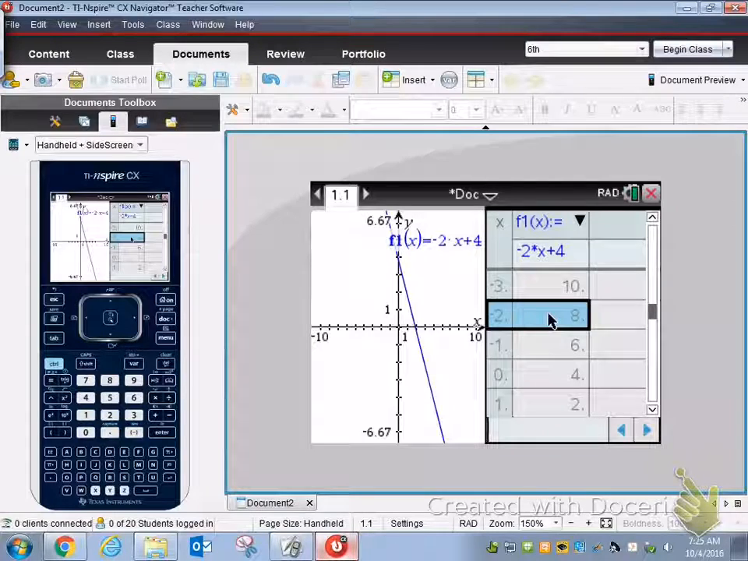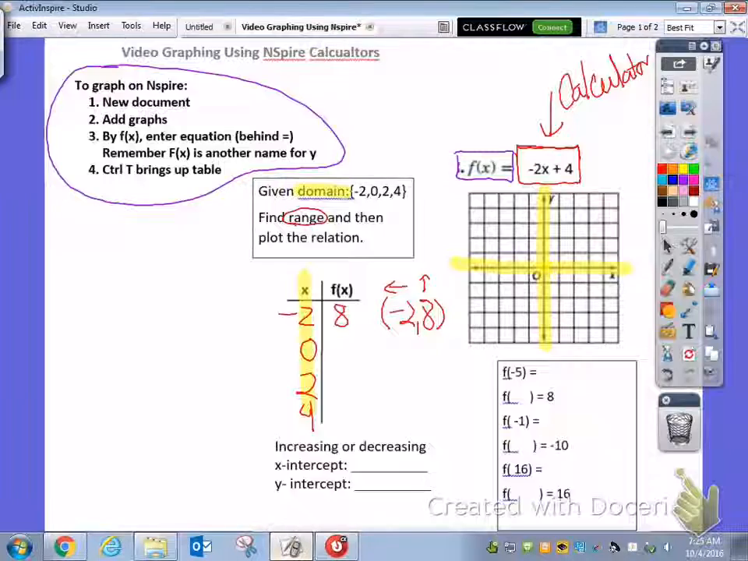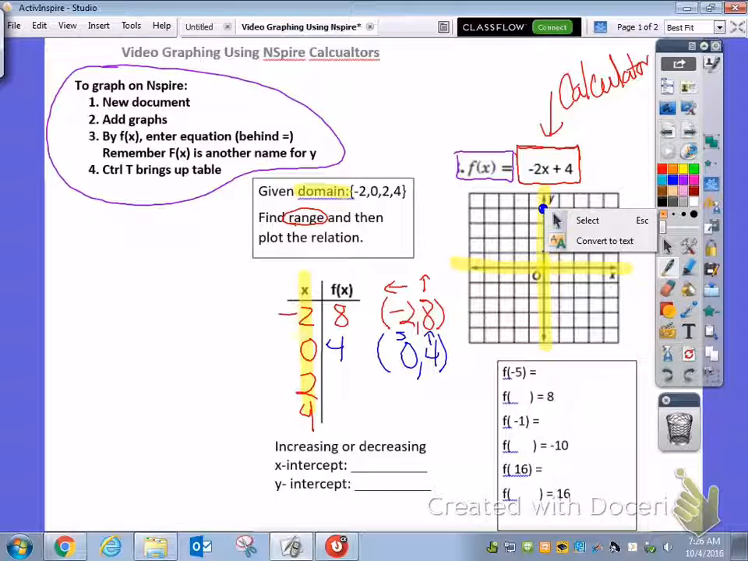So let's look at another one, 0. When x is 0, y is 4. So 0, 4. Now that one will graph. 0 tells me to stay put, and 4 tells me to go up. So I stay put and I go up 4: 1, 2, 3, 4. Okay, this is the ordered pair 0, 4.